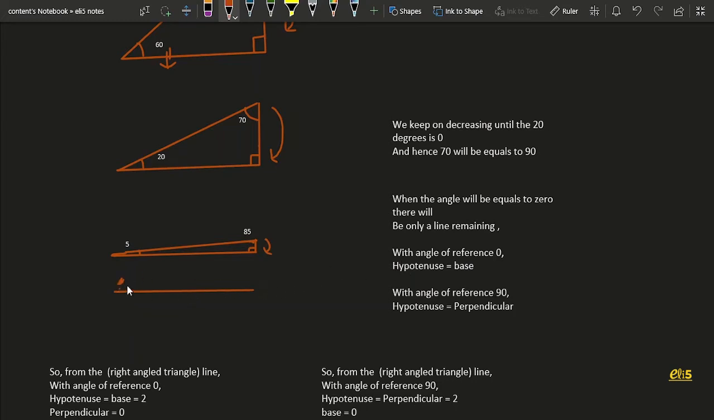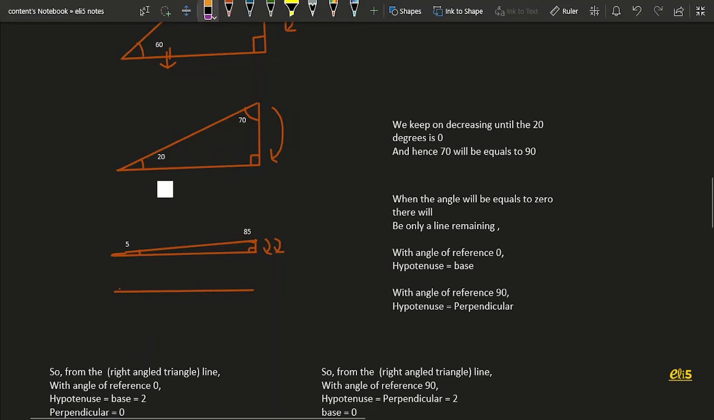We have hypotenuse equals to base. The base is this one for the angle of reference 0. As you can see, the hypotenuse in this case, as we keep on decreasing, will be the same as the base. It will overlap the base. So with angle of reference 0 degree, we'll have hypotenuse equals base.